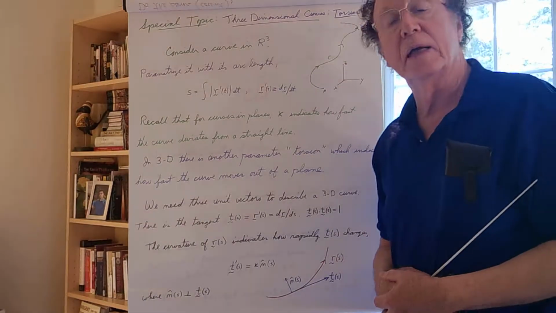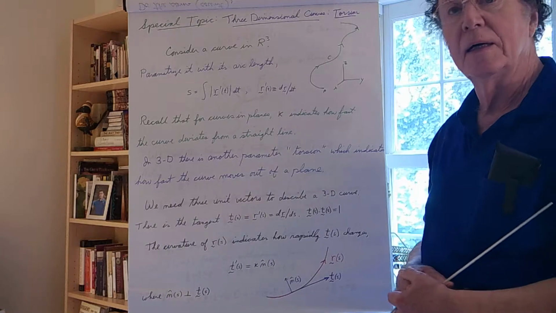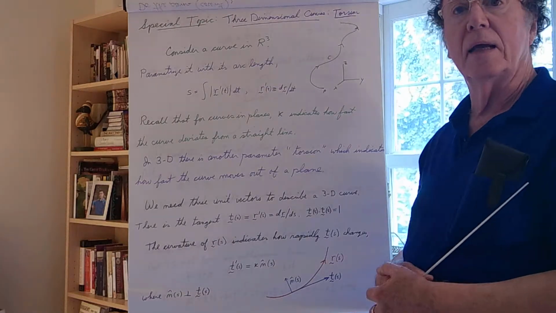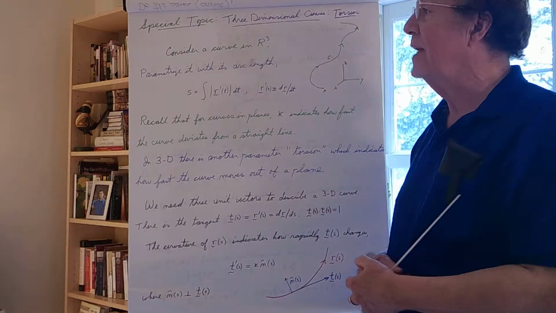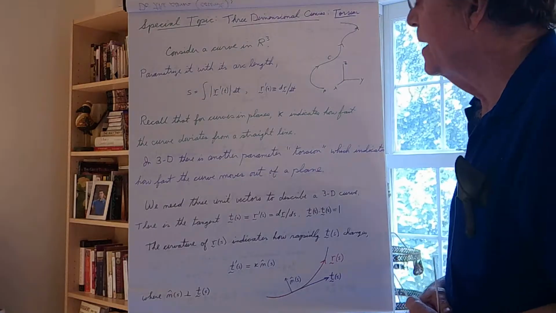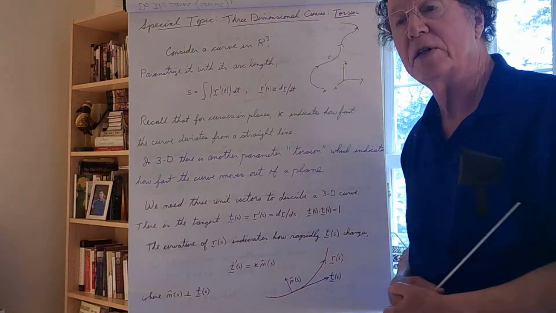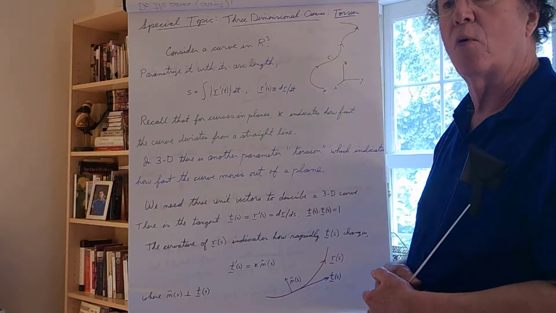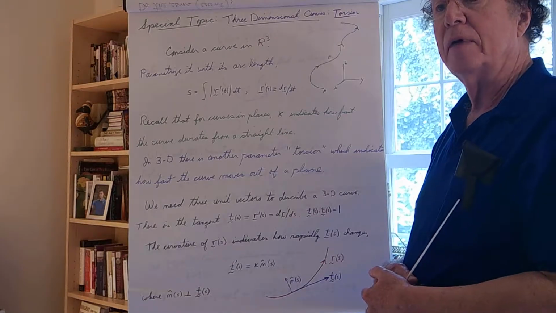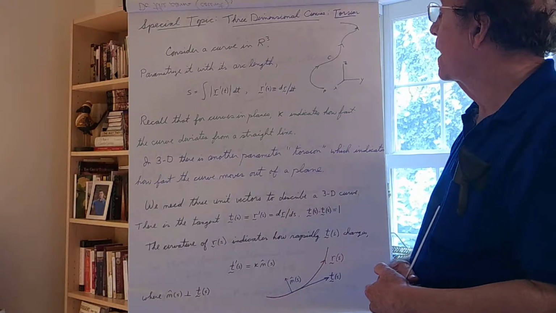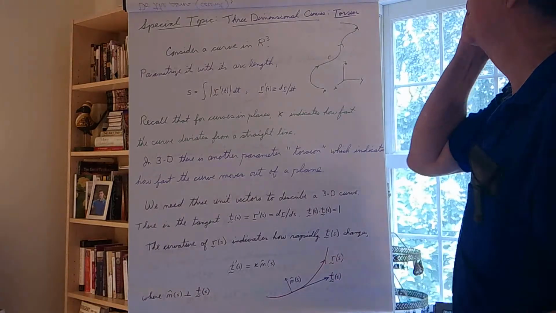We've seen that curves in 2 dimensions have curvature that tell us how quickly the curve deviates from its tangent. And now in 3 dimensions there's also a torsion, a parameter that tells us how quickly the curve deviates from the plane. So let's introduce those ideas.